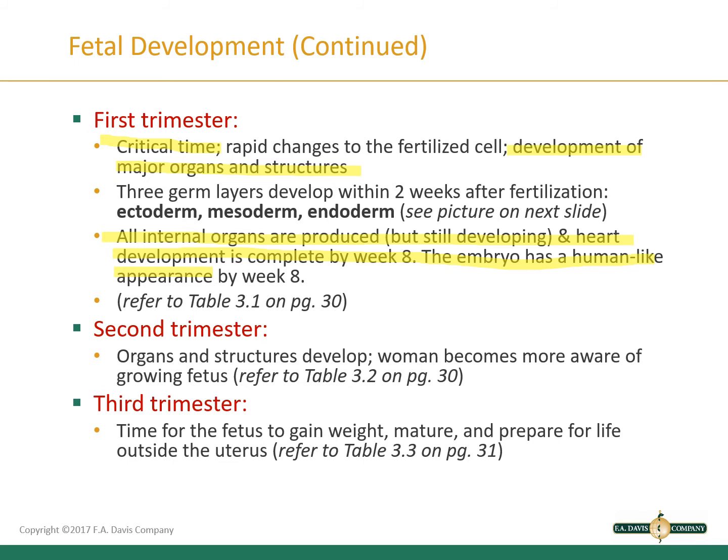So if you would go to page 30 in your maternity textbook, table 3.1, highlight week 8 in table 3.1. Those bullet points are important. All internal organs are produced, heart development is complete, and the embryo has a human-like appearance.